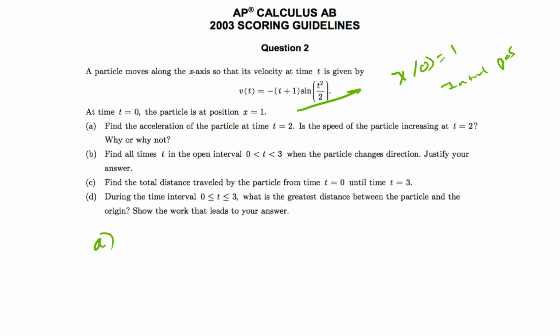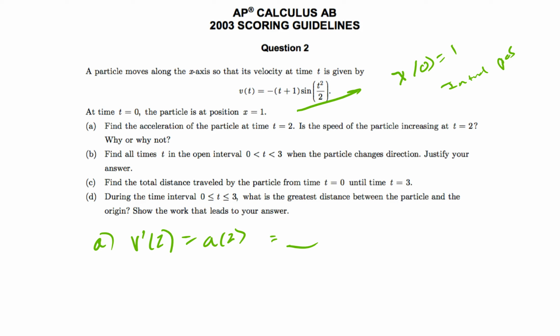A. Find the acceleration of the particle at time equals 2. Is the speed of the particle increasing or decreasing at 2? Why or why not? So acceleration, again, you have a calculator. If I want the acceleration, all I gotta do is take a derivative of velocity at time 2, which equals the acceleration at 2. And there you go.